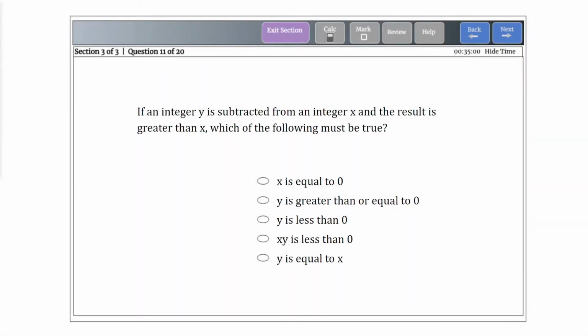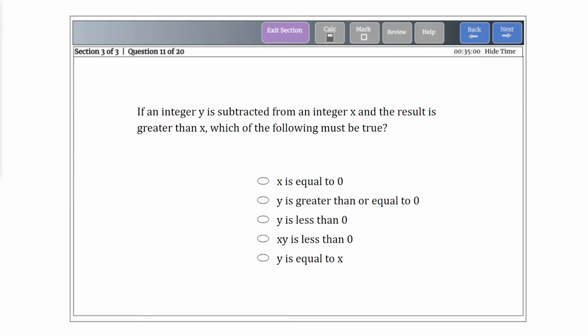Let's take a look at this second question, also utilizing the concept of integer. If an integer y is subtracted from an integer x and the result is greater than x, which of the following must be true? This type of question, I think some people will see this and intuitively come to the correct solution. Other people might pick some numbers.